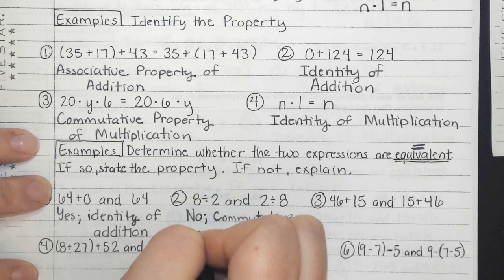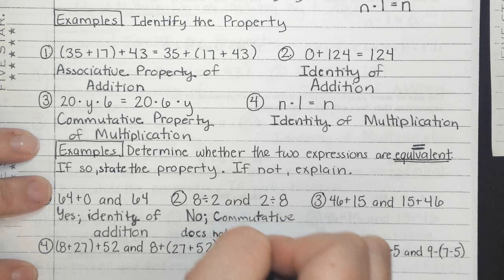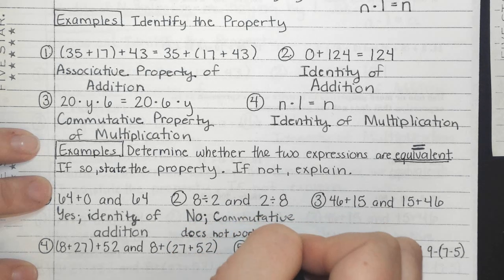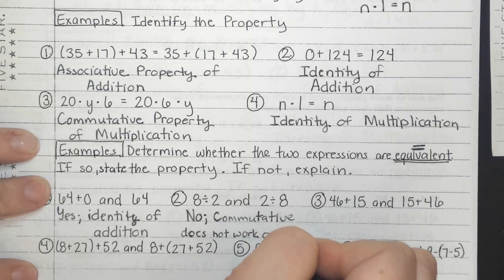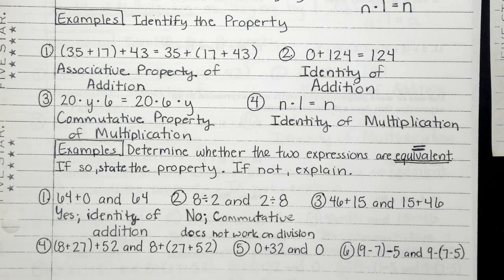So I could say no, commutative does not work on division. So we're really still saying the property. We're just saying, hey, it doesn't work on division. So each time we're saying yes or no. We're saying the property, and either the property did work because it was of addition or of multiplication, or it didn't work because it wasn't.